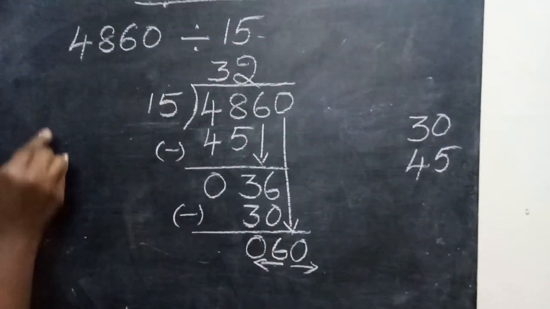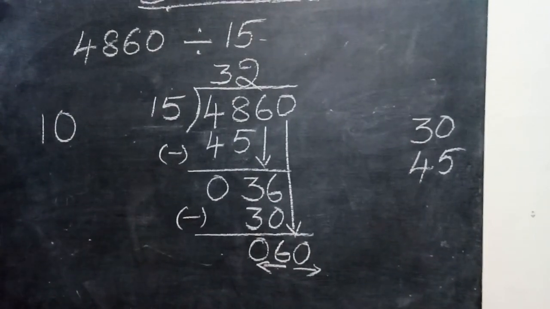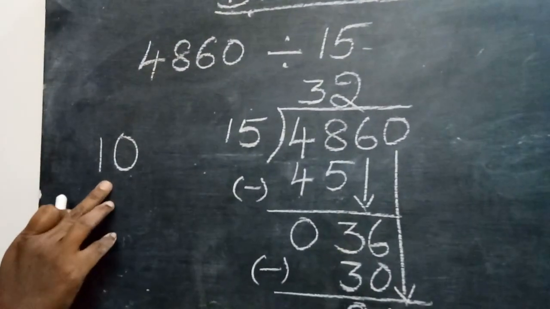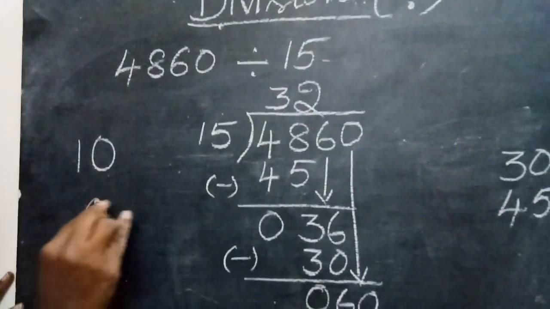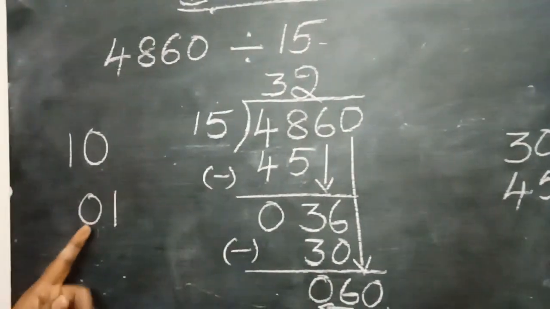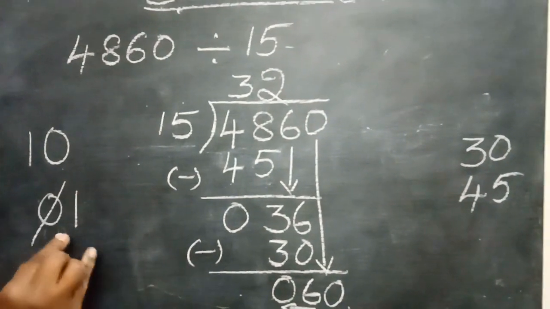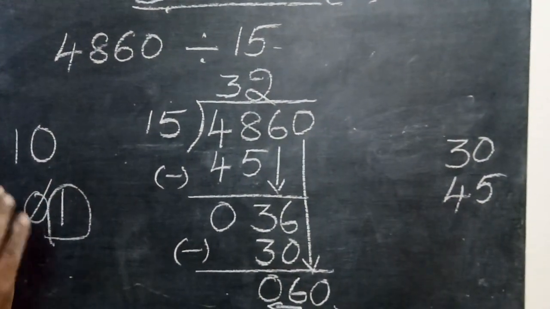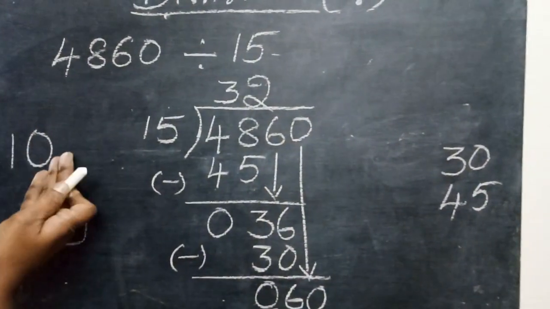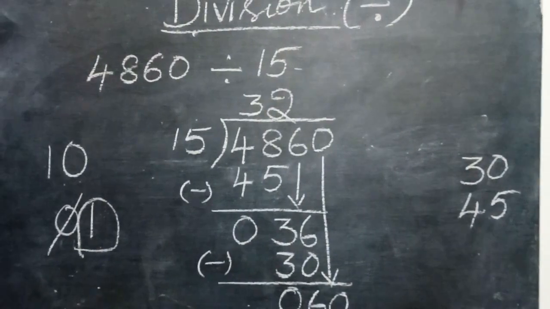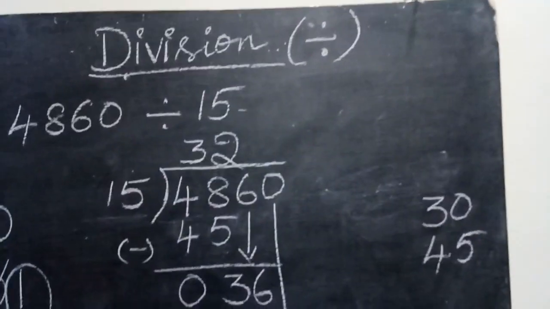For example, see here, children, what number is this? 10. If I write it like this, the 0 is not valid because the 0 is before the number. So this value is 1. If the 0 is after the number, that will be valid, and if the 0 is before the number, that is not valid. Okay, understood?